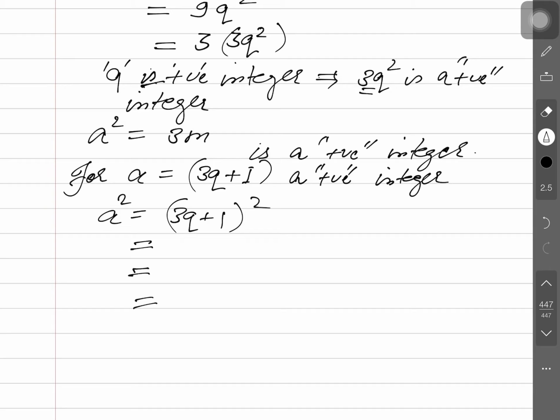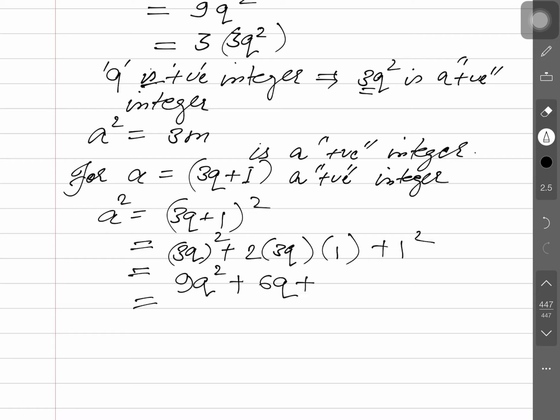Yes, you have done this. Okay, that's good. Here the (a plus b) whole square pattern is there: (3q) whole square plus 2 times 3q and 1, plus 1 whole square. It shall be 9q square plus 6q plus 1.